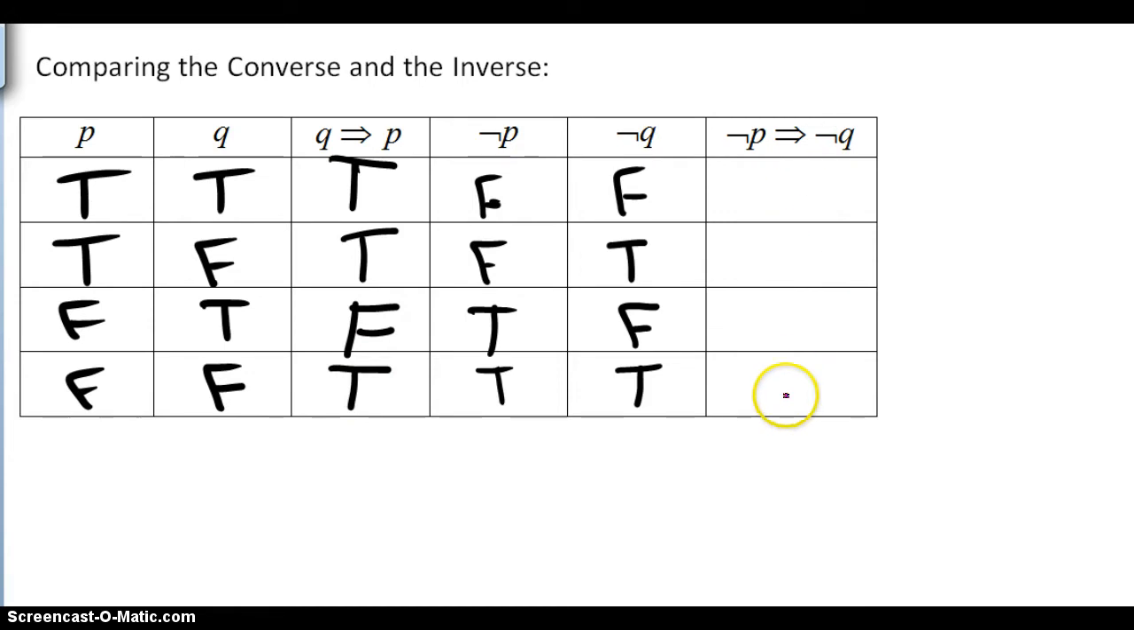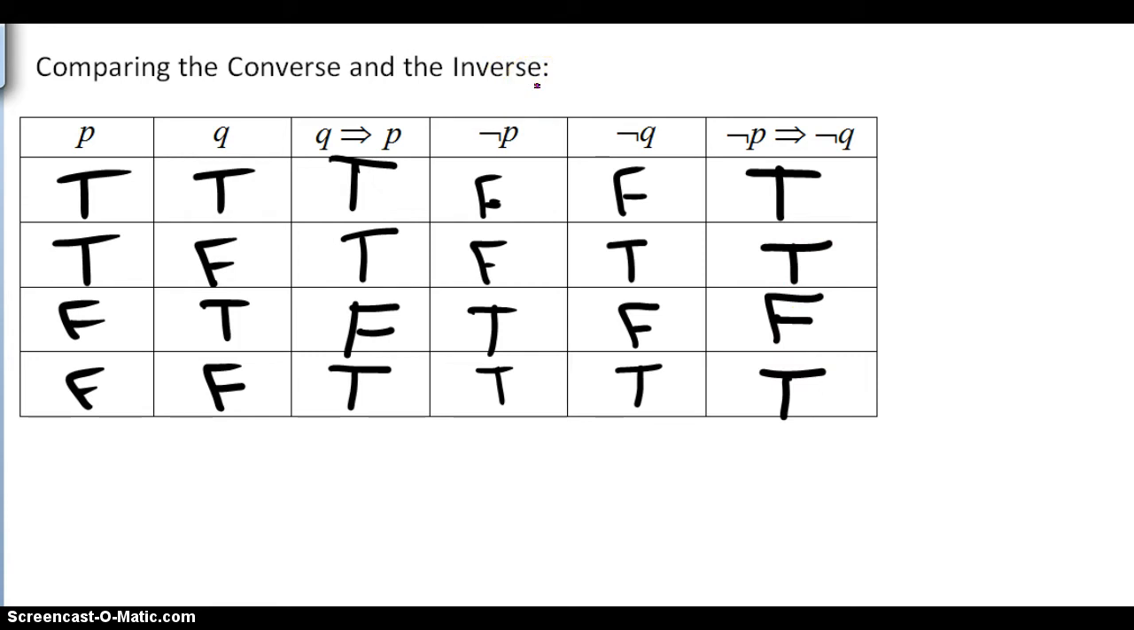Okay? This column here, if not P, then not Q. If this, then this. See, that's the reason we have these columns, so then you can just look at these two columns to feed this. Remember that an implication is only untrue if the first thing is true and the second thing is false. So, this is the only one that's going to be false, right? The rest of them are going to be true. Okay? So that's comparing the converse and the inverse.